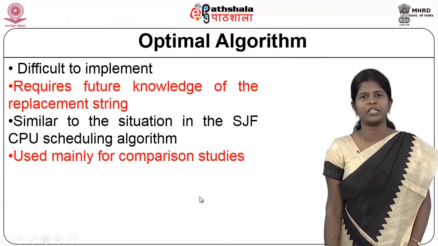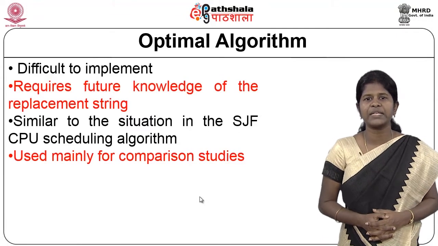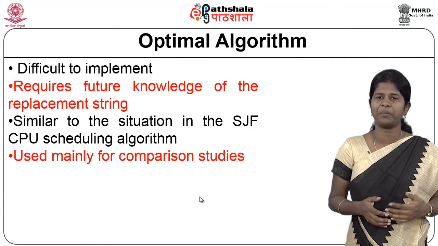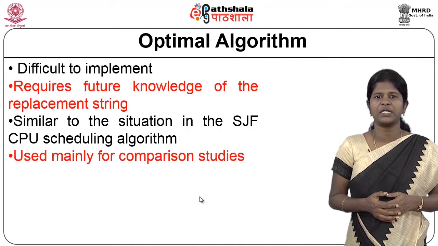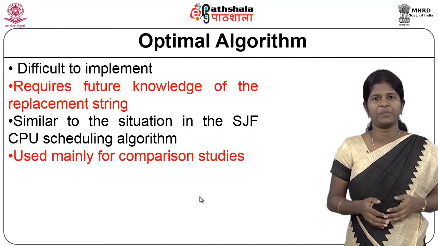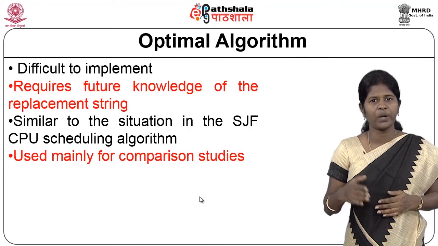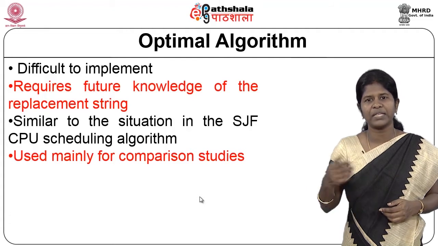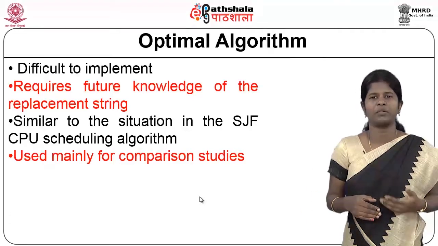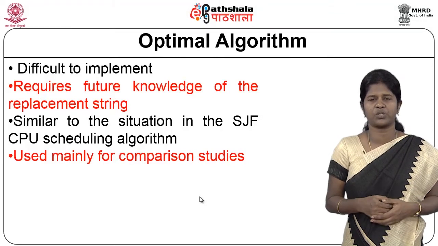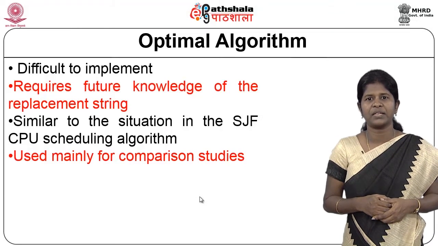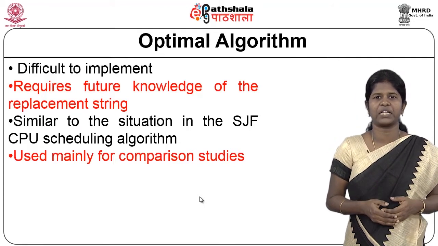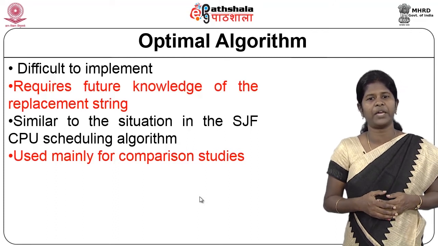But the problem with this optimal page replacement is that it is difficult to implement. It is very similar to the problem that we faced in shortest job first CPU scheduling algorithm. Here in optimal algorithm, you need to know what will happen in future, or you need to know which will be the page references that will be made in future, which is very difficult to know beforehand. And hence, practically implementing optimal page replacement algorithm becomes difficult, but it is used for comparative purposes.